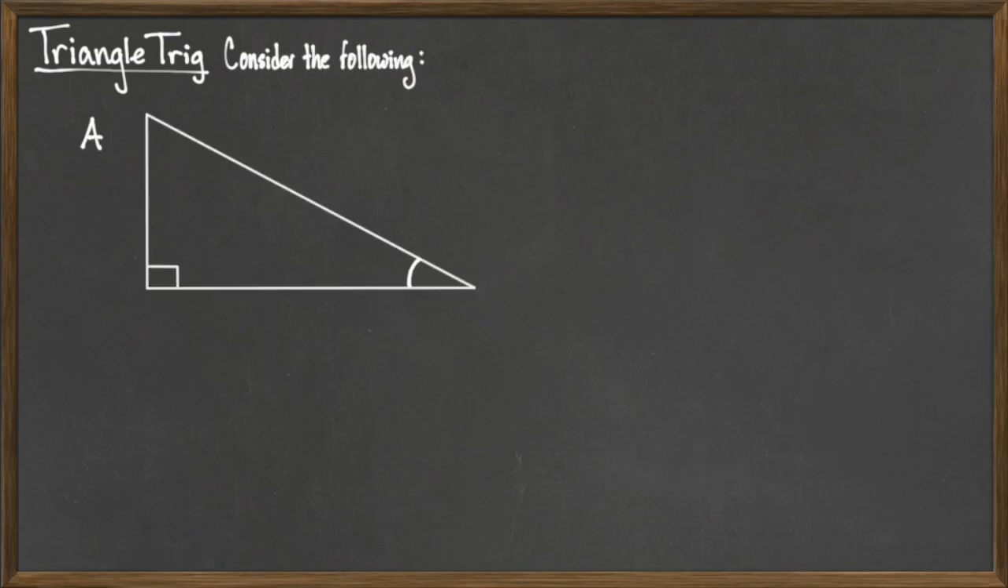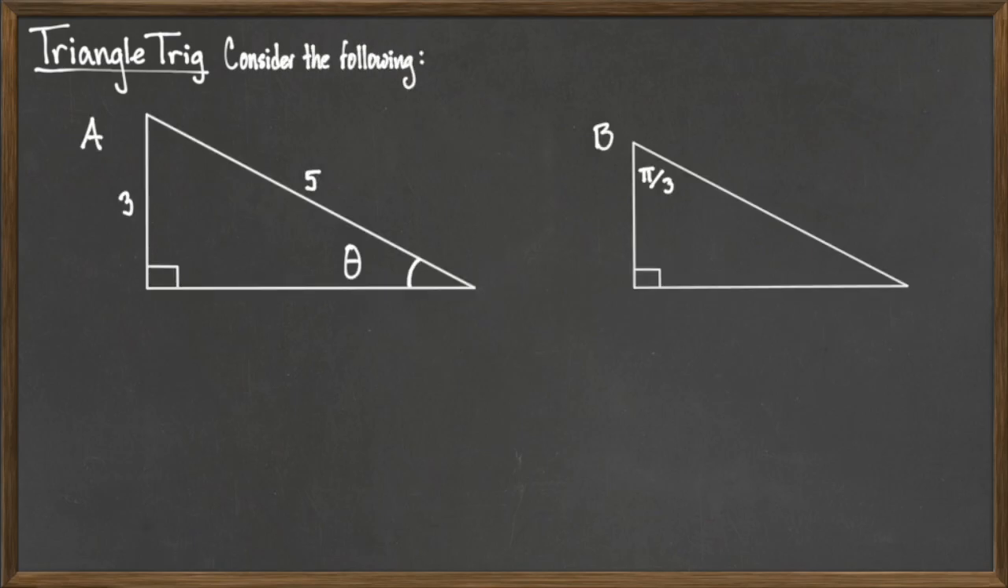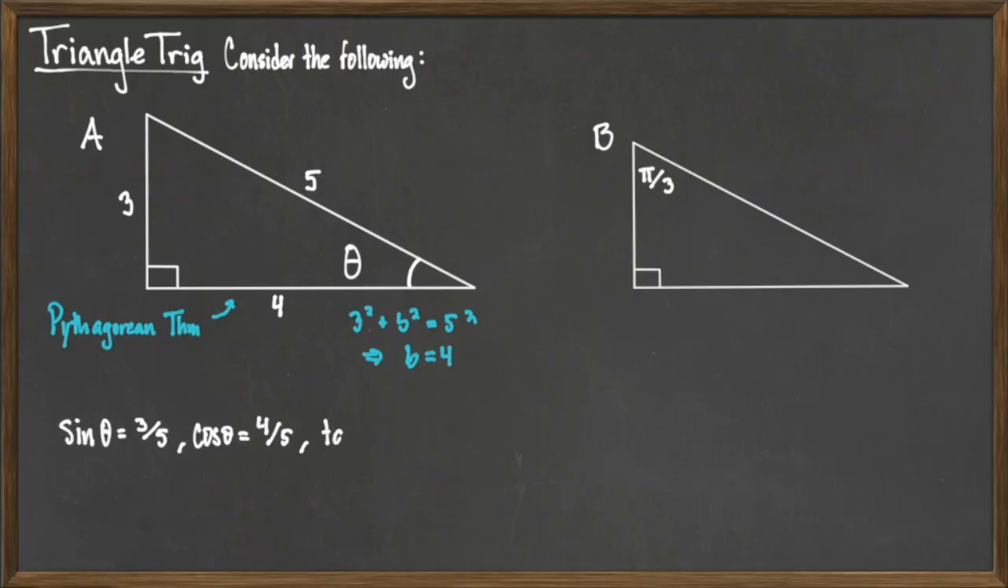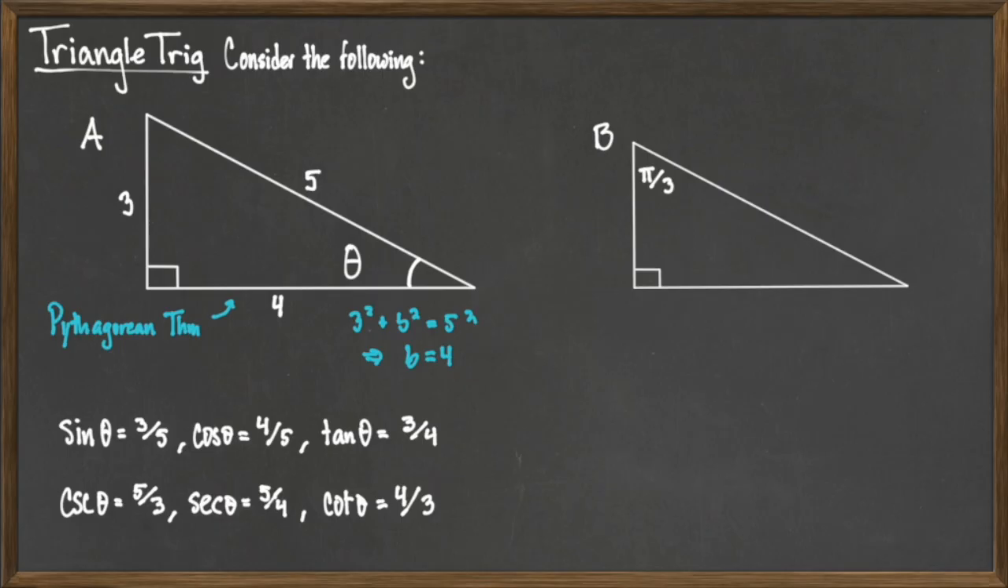In this next slide, consider the following two triangles, A and B. Triangle A has a missing side, but we can use the Pythagorean theorem to solve for that missing side. We know that 3 squared plus b squared should equal 5 squared, where b is the name of the missing side. Solving for b will show us that b is equal to 4, so we have completely filled in our triangle. Then we can compute all 6 trig functions of this triangle with respect to the angle theta.